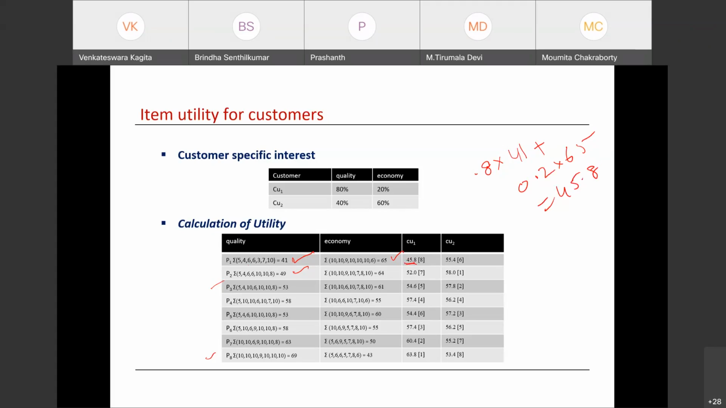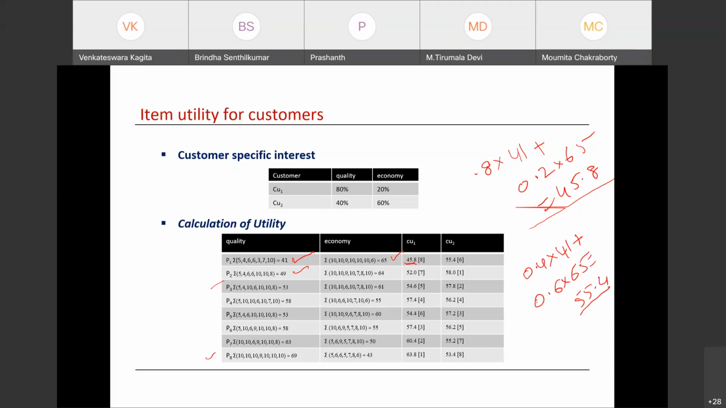And similarly, can you tell the same for customer 2? Customer 2 has 40% preference for quality and 60% for economy. Can you tell me how you would compute the score of camera 1 for customer 2? I'm asking for camera 1 only. 0.4 into 41 plus 0.6 into 65, and this is equivalent to 55.4.